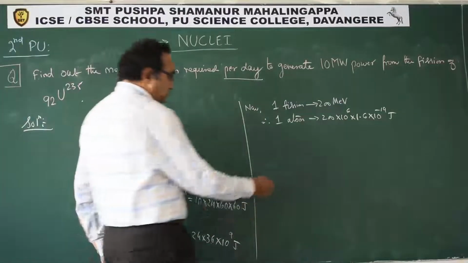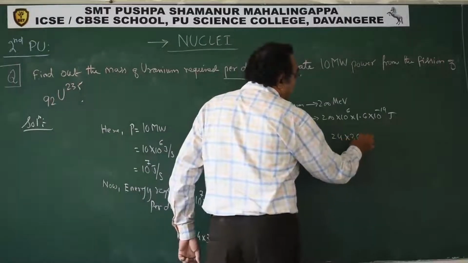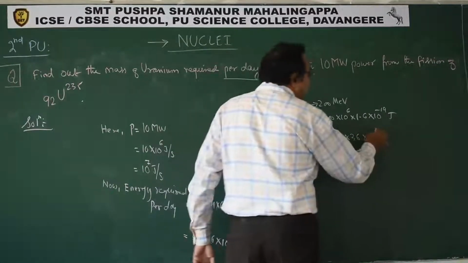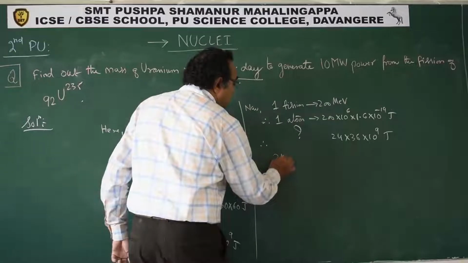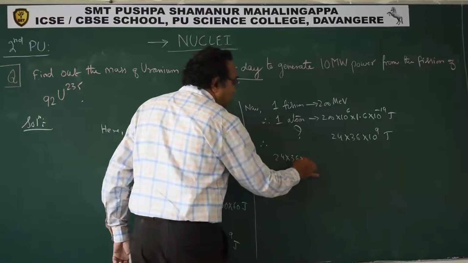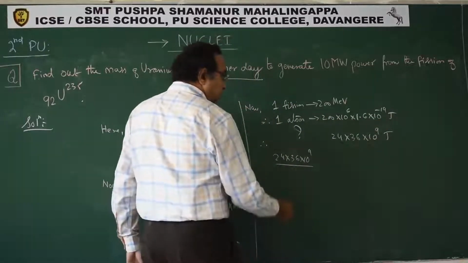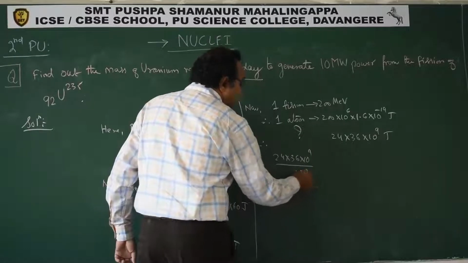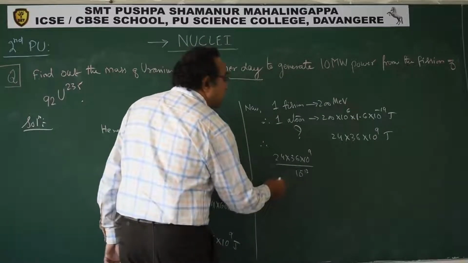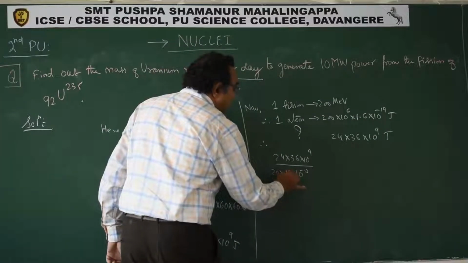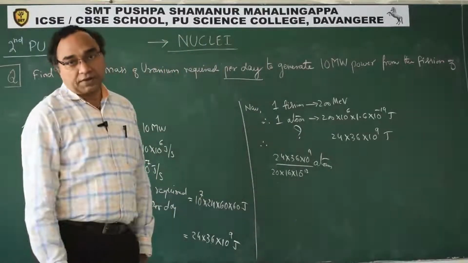In order to have 24 × 36 × 10^9 joule, what is the number of atoms required? So that is nothing but 24 × 36 × 10^9 upon this, which is 10^-13. The decimal will cancel out, so we can write it as 20 × 16 into this atoms. This is the number of atoms required.